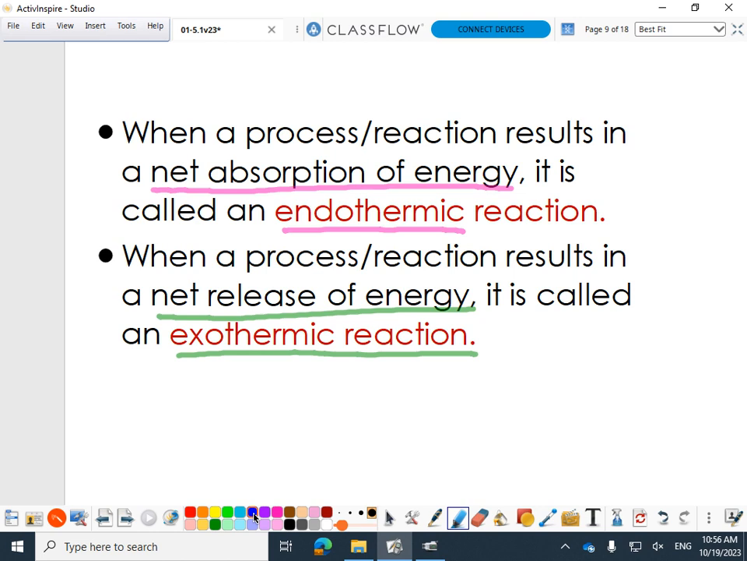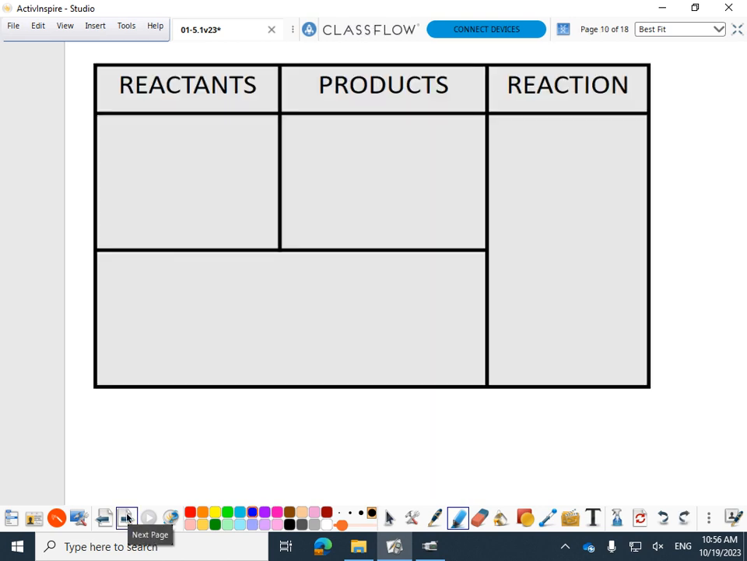And we're going to talk about these terms over and over again. Okay, so if you have the notes printed off, there are two charts. We're going to describe the difference between endo and exothermic. The first one we'll do is endothermic. It doesn't really matter. I went in order that they're listed here.